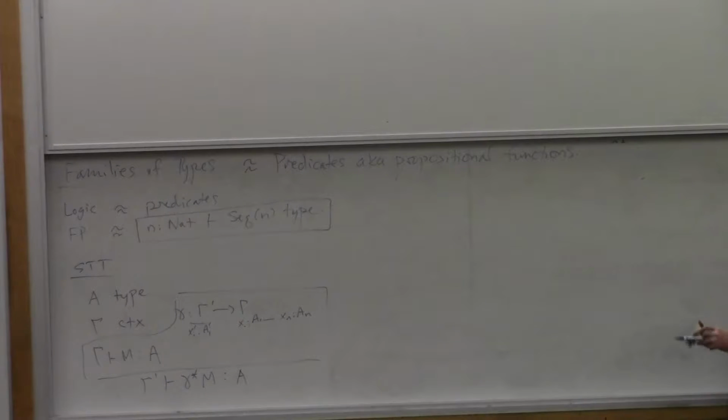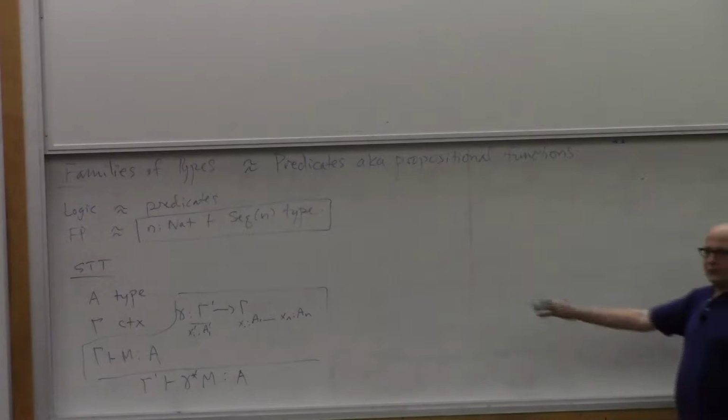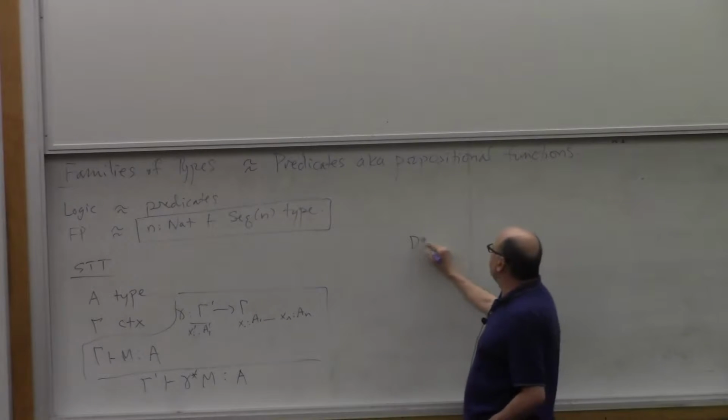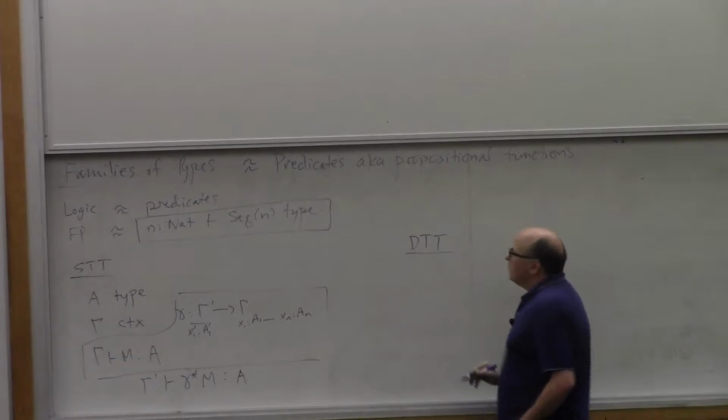And I gather from erasing the board that Ed was telling you about the structural properties of type theory, and the morphisms between contexts must have come up. I don't know exactly how he put it, but this should look familiar. Okay? All right.